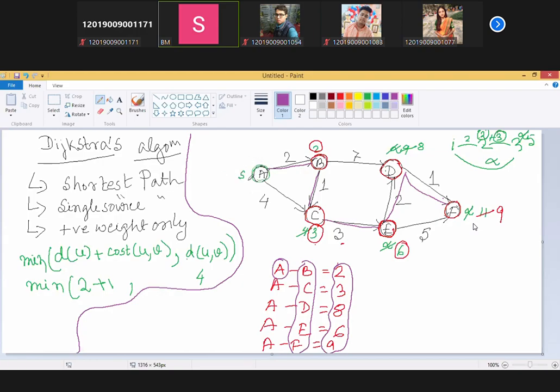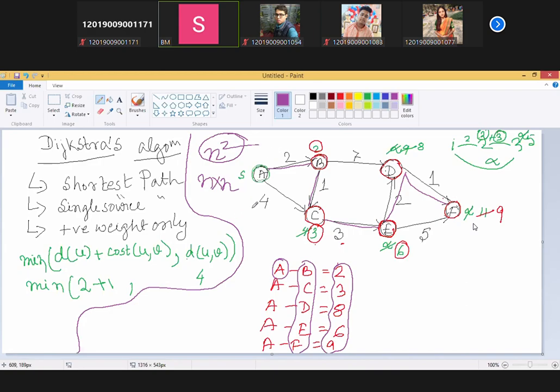It is single source. So do not tell me that I cannot do it for multiple sources or all sources. That you can do, but the complexity will increase. The Dijkstra algorithm has a complexity of big O of n square, because the entire matrix has to be traversed. The matrix size is n cross n, an adjacency matrix. So the time complexity is n square.